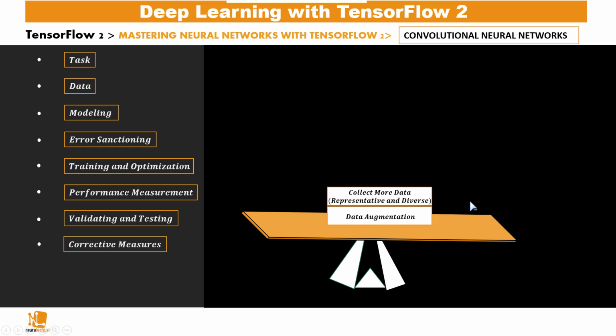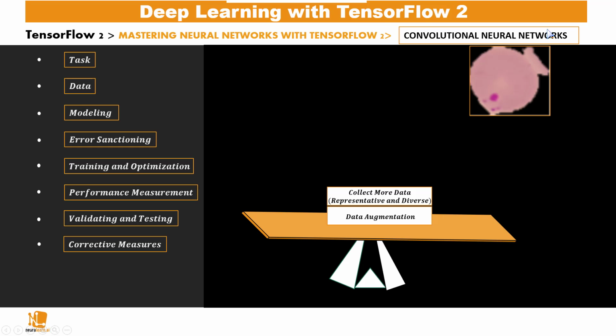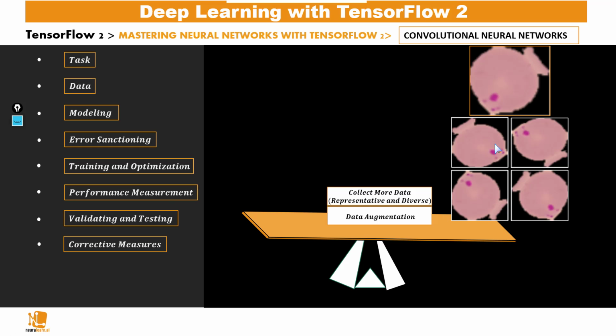Now, what is data augmentation all about? Supposing we have this image cell right here, the cell image we have here, which happens to be parasitized. Now, instead of having just this in our data set, we could have this image right here modified such that we now have more data to train on.